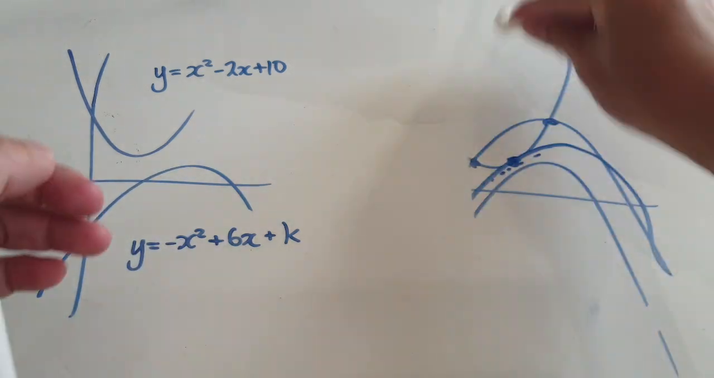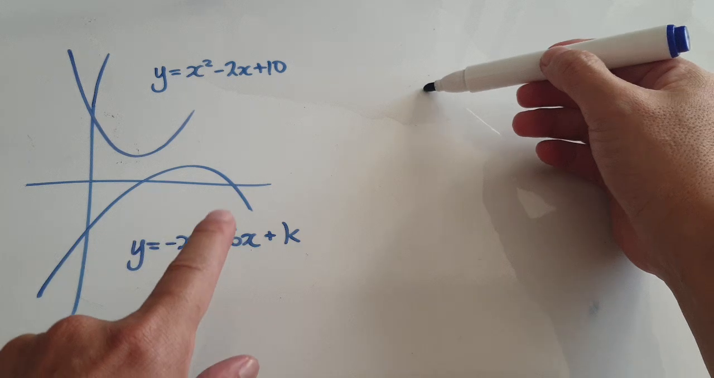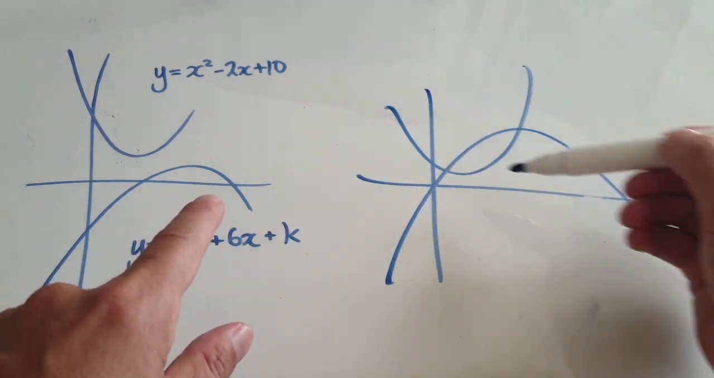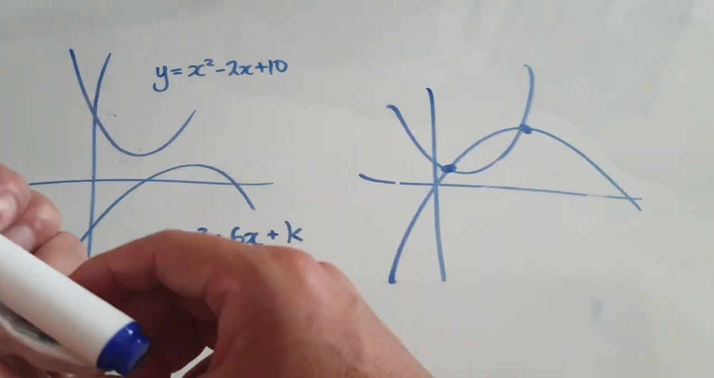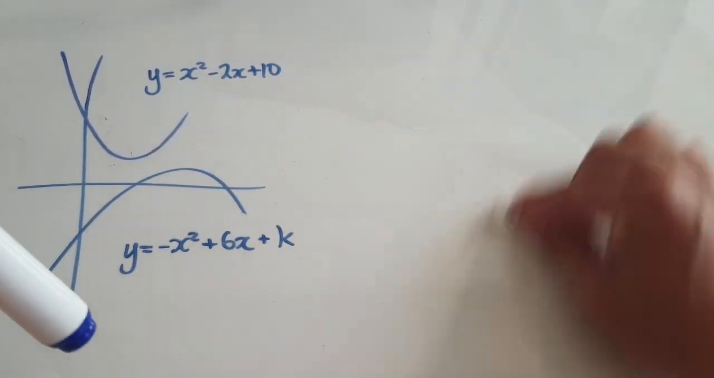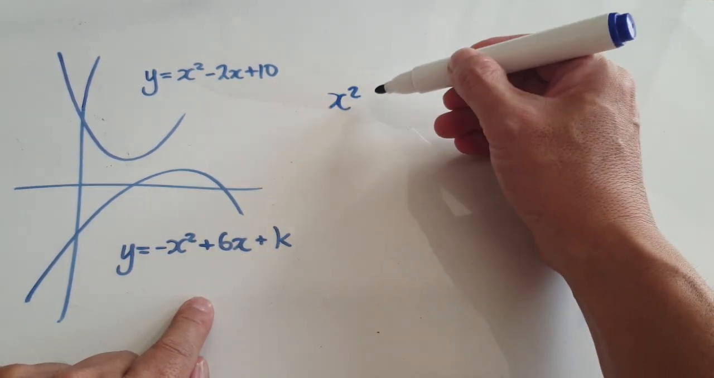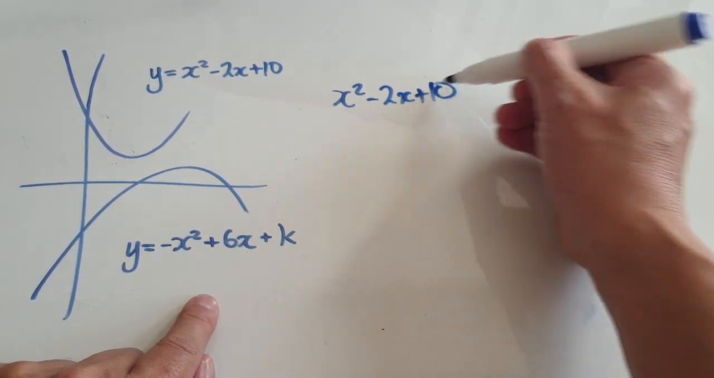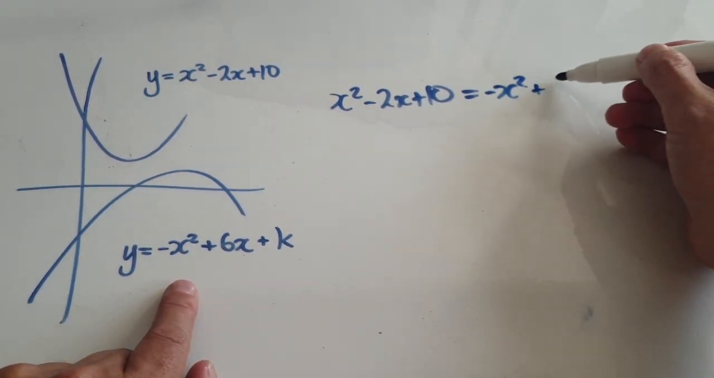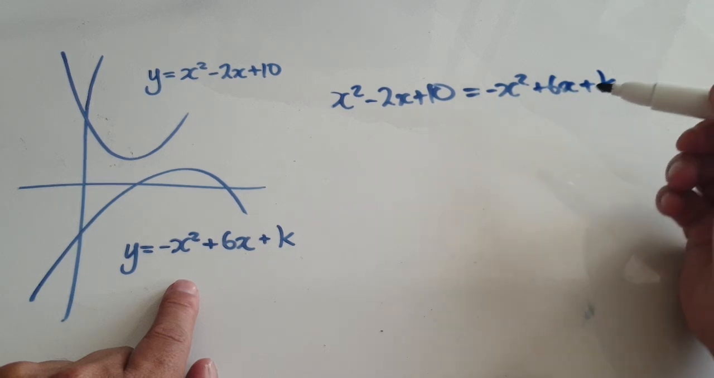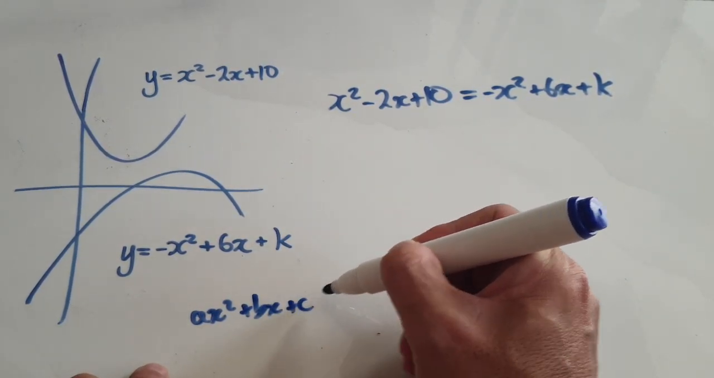So to do this, you in your mind assume there will be two solutions. So set this to be the same as this. So this is a trick. Assume there will be two solutions. So set this to be the same as this. So hang on, x squared minus 2x plus 10 equals this thing down here, plus 6x plus k. So now get it in the form of ax squared plus bx plus c equals 0.